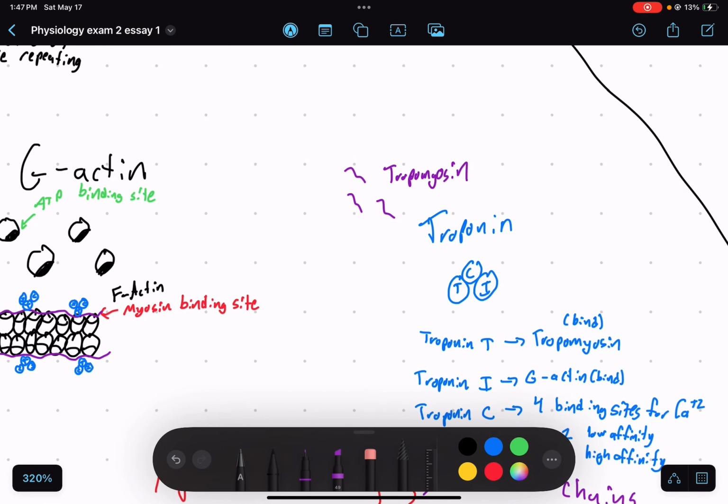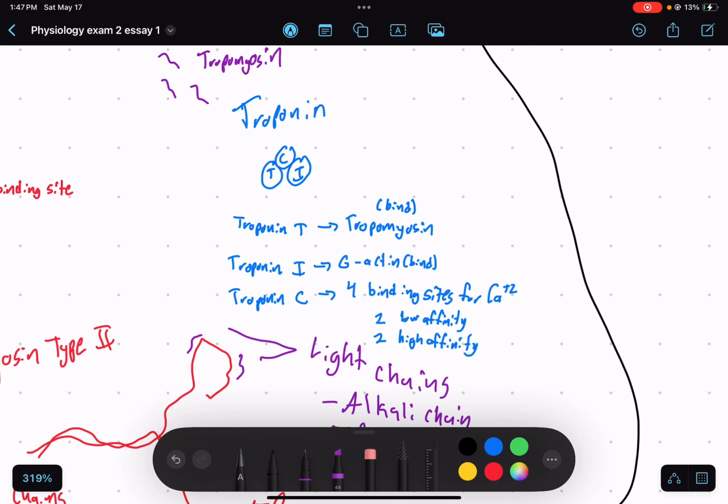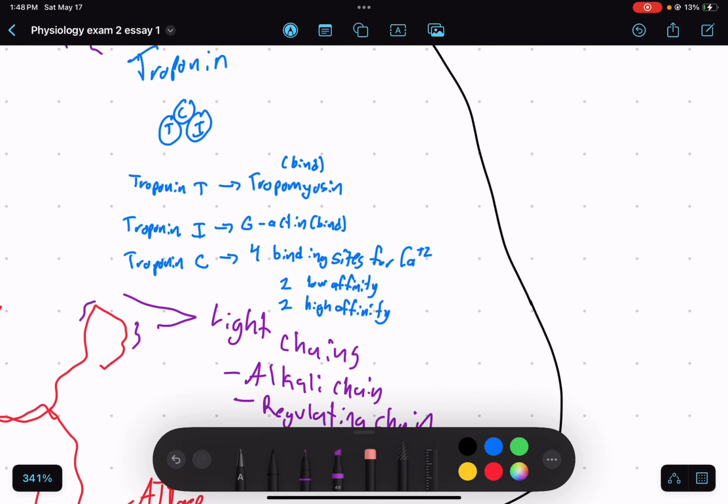And then tropomyosin, as we see, I just drew them like this, and then we have 3 different subunits of troponin: subunit T, subunit I, and subunit C. The subunit T is specifically bound to the tropomyosin. The troponin I is specifically bound to G-actin, and the troponin C has 4 binding sites for calcium on it with 2 low affinities and 2 high affinities. This will allow you to perform the different functions that you need.